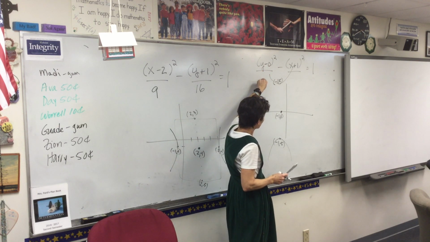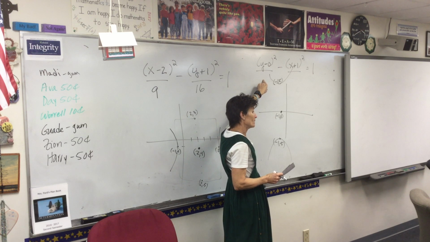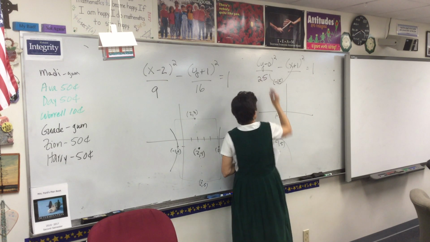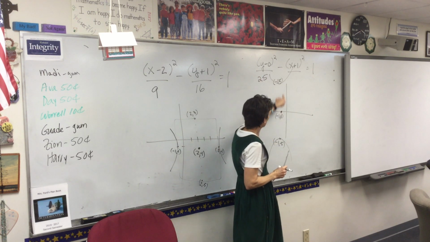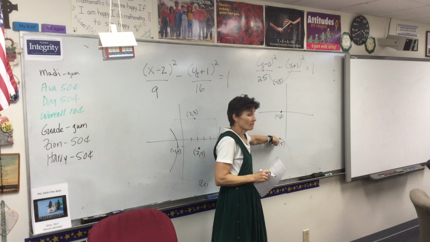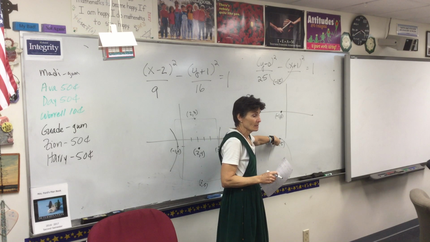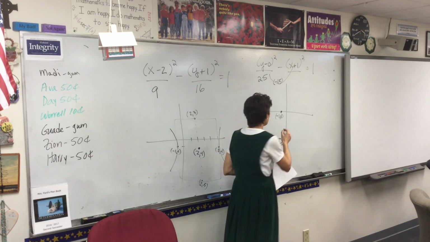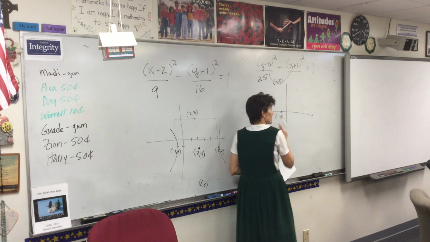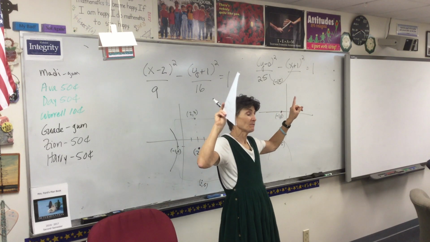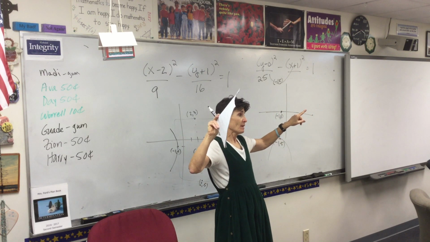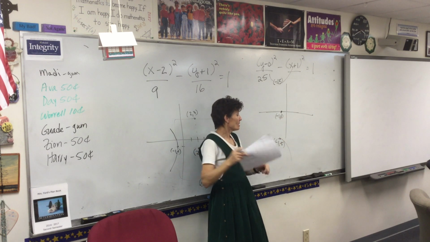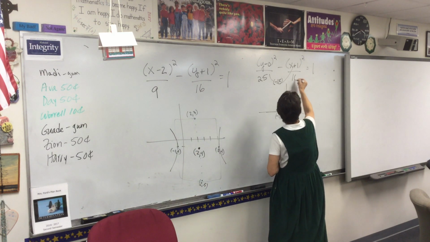What about this number? Do I know this number? I do. What is it? 25. How do we know it's 25? Because we went up and down 5. Now what else did they tell me? They told me the length of the conjugate axis is 8. Now be careful, if the whole thing is 8, then what did we do? We went back and forth 4, so this has to be a 16.